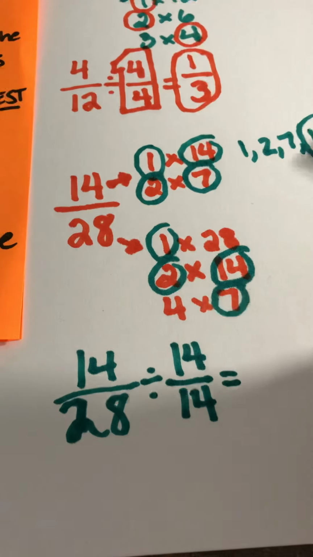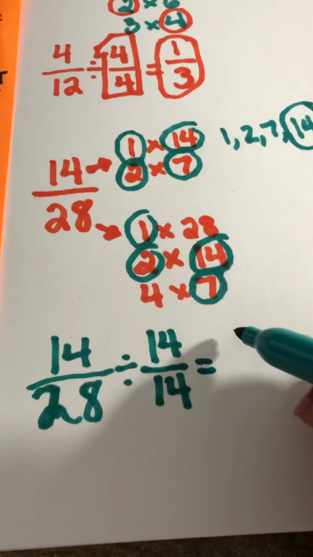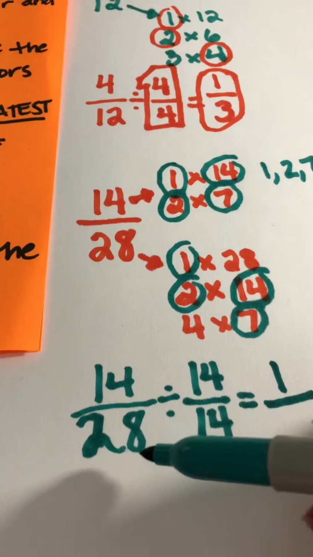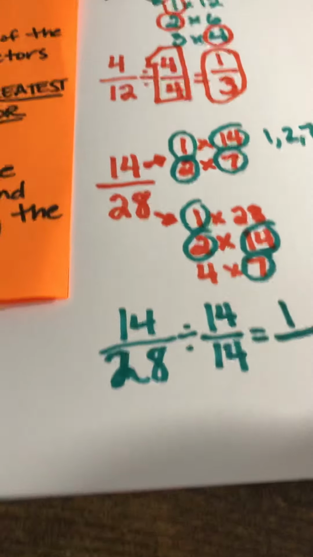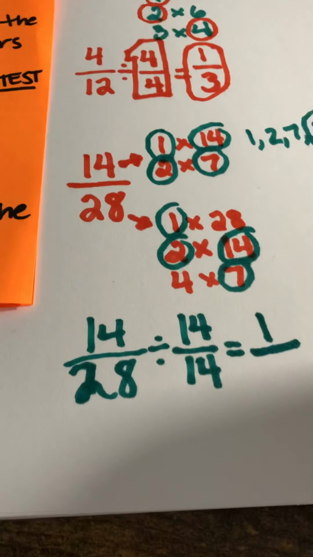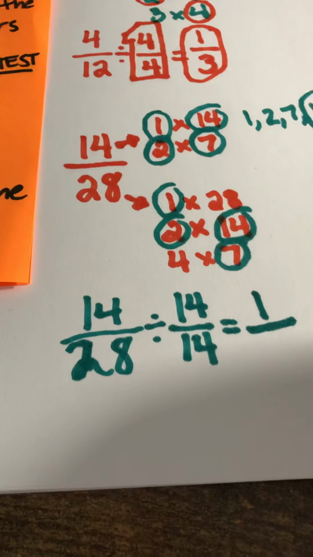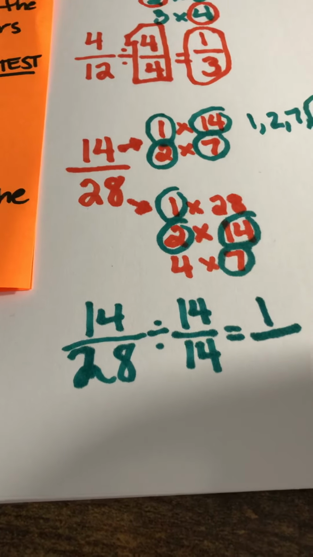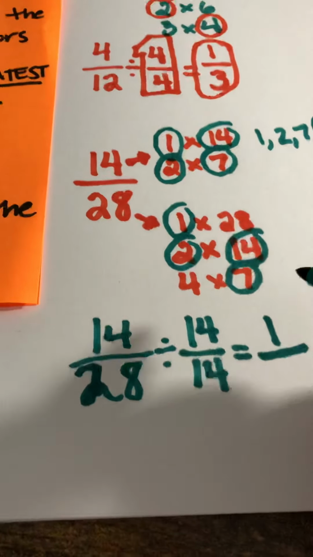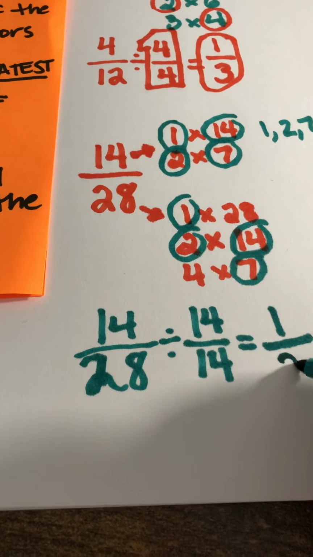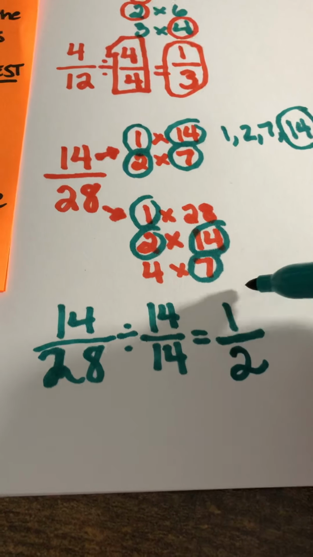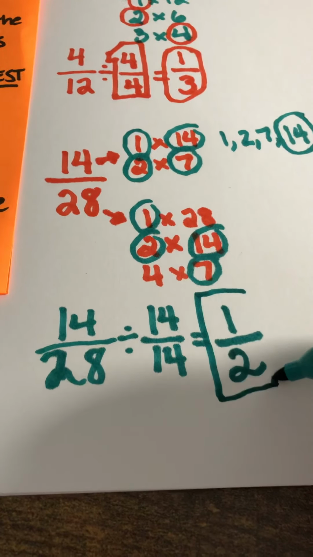14 divided by 14. We know how many 14s are in 14? 1. How many 14s are in 28? Well, for some of us that might be tricky because we don't do division facts or multiplication facts of 14. But you could try to solve it because we know that they share that number in common now. You could try to say 14 plus 14. Can I do 2 of them? Can I do 3? Well, I know now if I do 14 plus 14, that's 28, so I know that that's 2. So 14/28 reduces down, simplifies to 1/2.